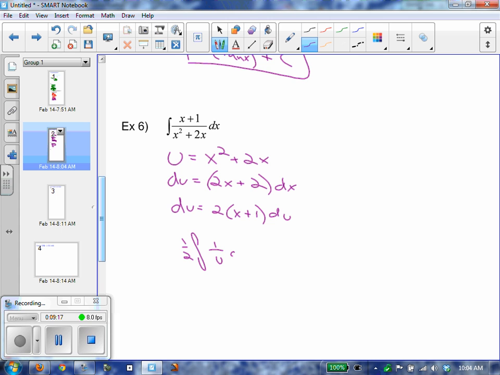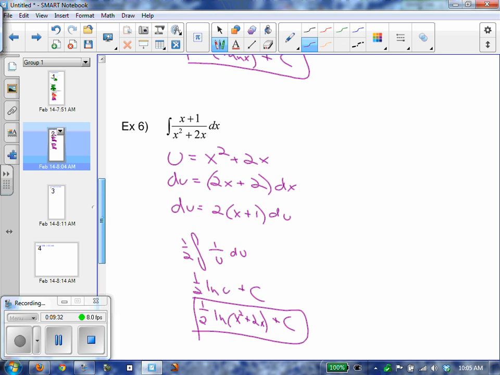Now it's 1 over u du. 1/2 natural log of u plus c, which is 1/2 natural log of x squared plus 2x. And you can put that as a square root if you really want to, but good either way.